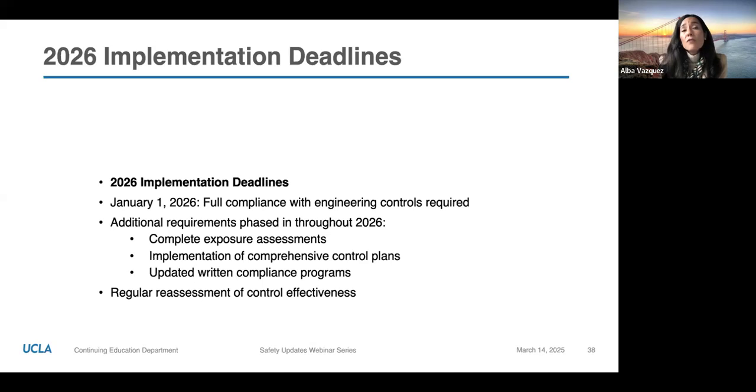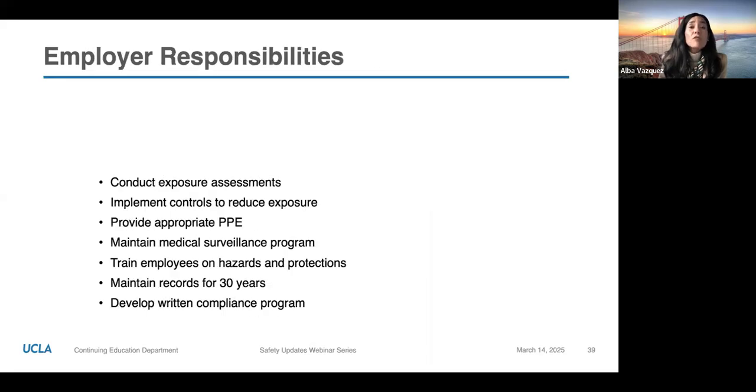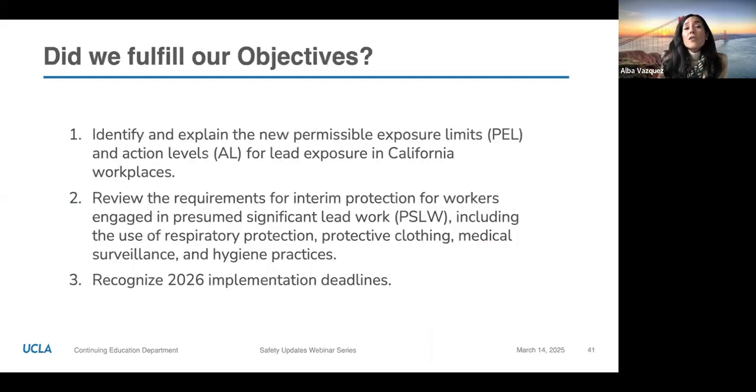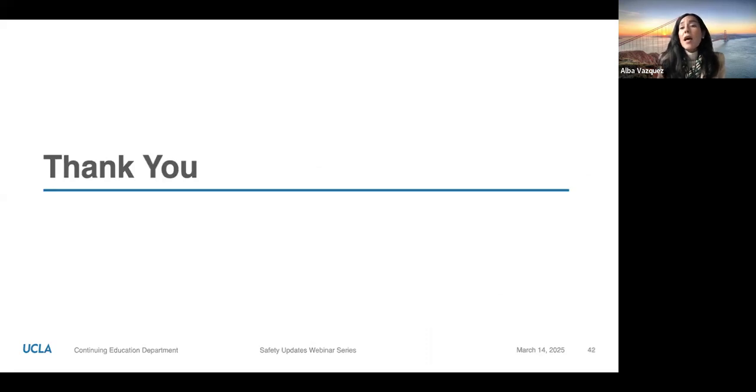This is one of the few written programs that has a requirement to be updated twice a year. So you have to put it in your schedules. You have to review your written compliance program twice a year. You have to document what changes you made and why you made those changes. Resources and support are listed in your slides. And that's it, guys. I am open to questions.